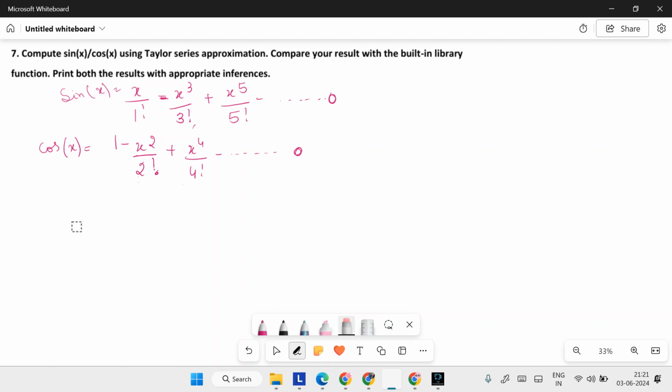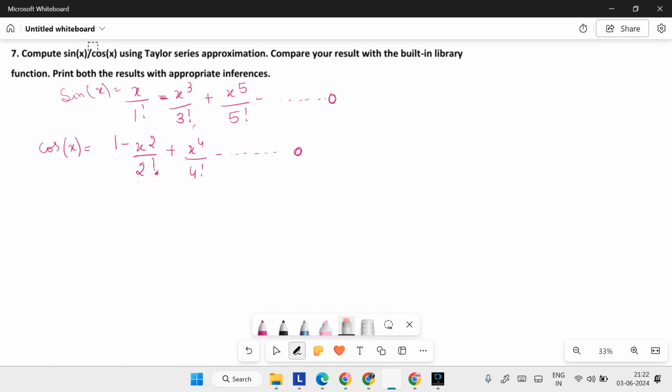Hi, this video is about the 7th lab program in the subject Principles of Programming using C. The program statement says compute sin x or cos x using Taylor series approximation. Compare your result with the built-in library function. Print both the results with appropriate inferences.